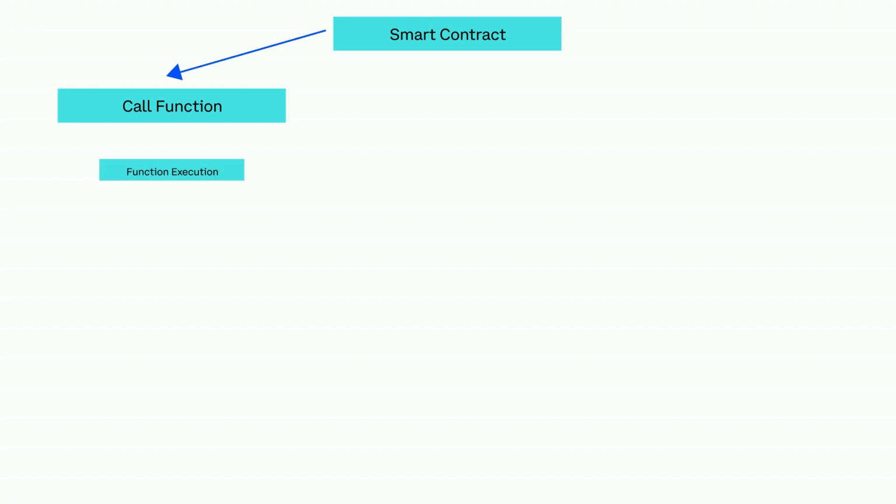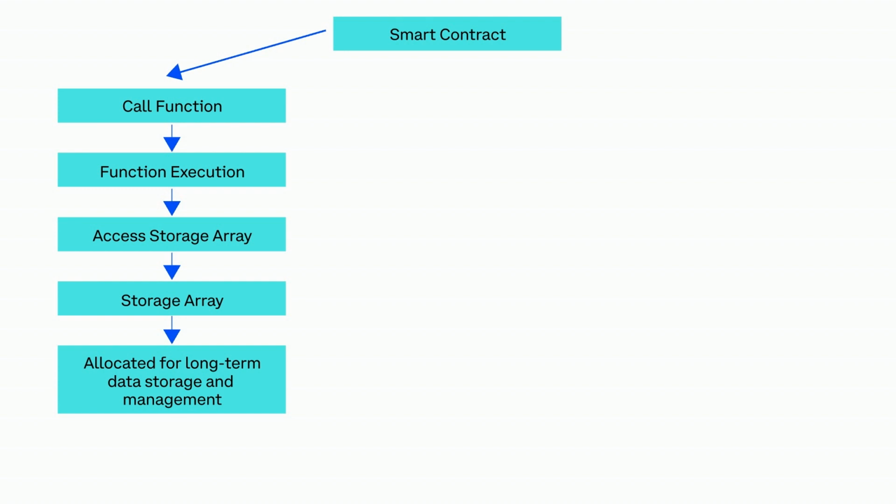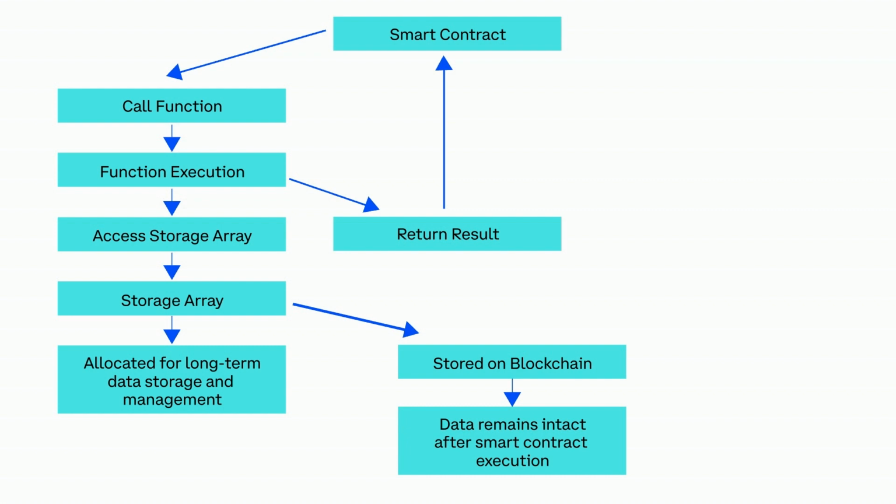A smart contract is called. A function within the smart contract is called. The storage array is accessed during function execution. The function execution returns the result from the function. The storage array data is updated and remains stored on the blockchain, intact even after smart contract execution is completed.